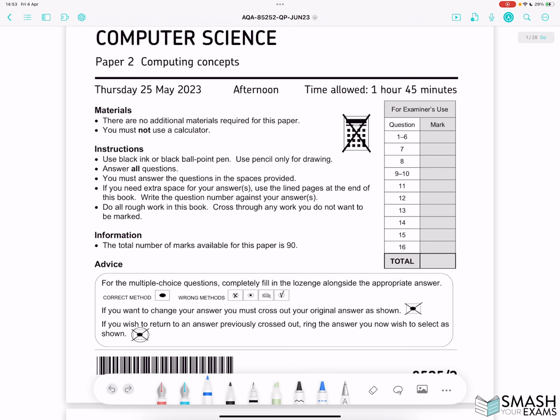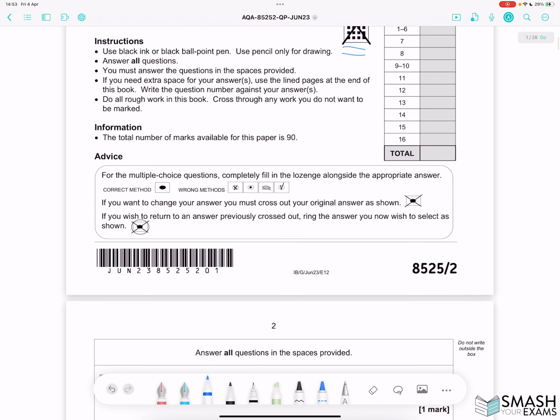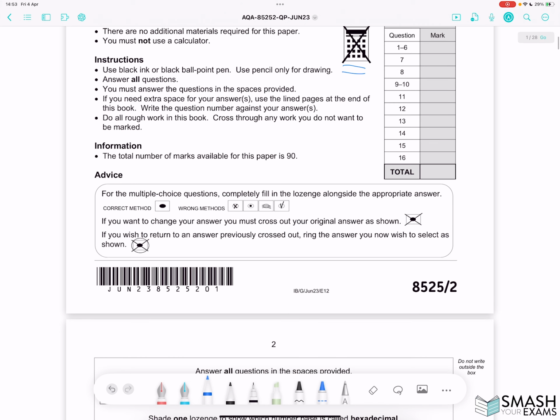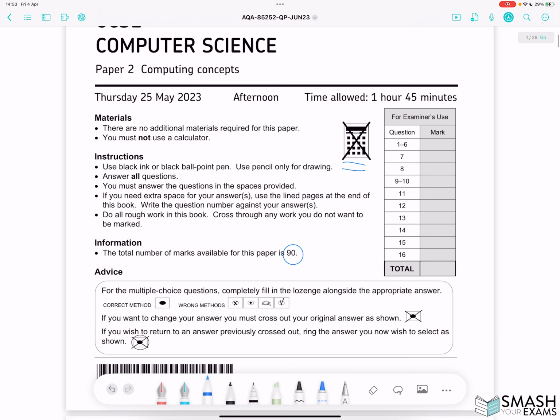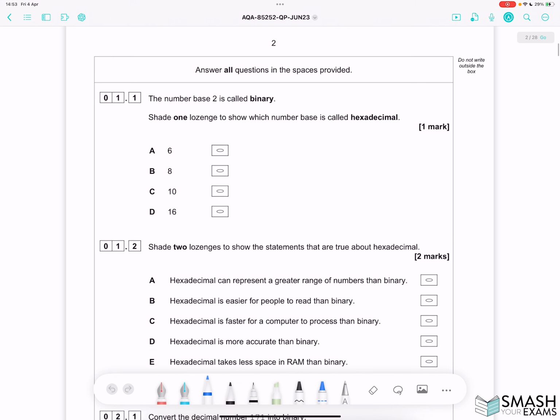So for example, you are not allowed to make use of a calculator, so please don't bring one of those to your exam. And it shows you how to correctly fill in the lozenges for the multiple choice questions as well. So do make sure you have a read of that. And in total, your paper is worth 90 marks. So you've got 90 marks and you've got 1 hour and 45 minutes to complete it. So let's start off taking a little look.